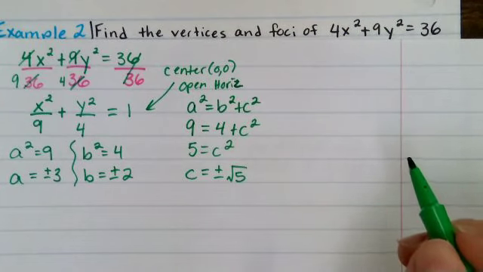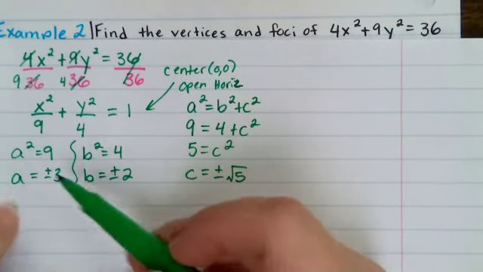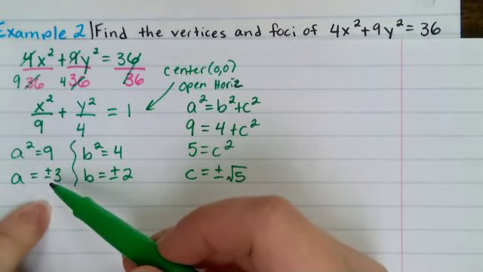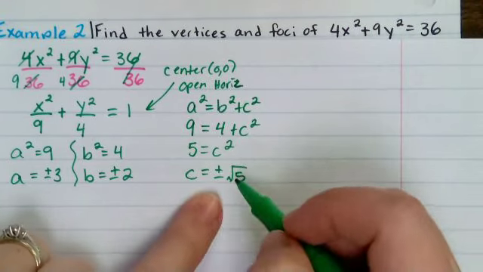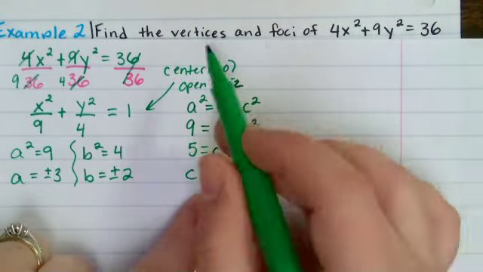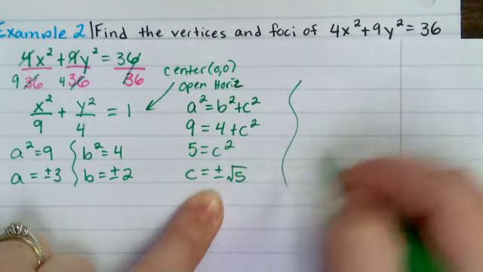Don't give me a decimal. I don't want that. I want to have exact values. Okay, well, if I have the A, that allows me to get my vertices. If I have the C, then I can get my foci. And that's all this question had asked for. So let's give those two things.